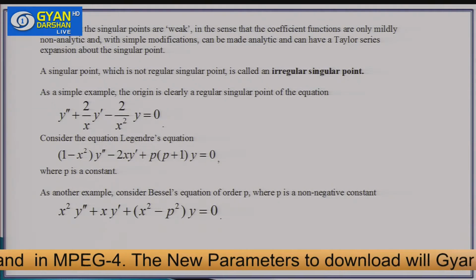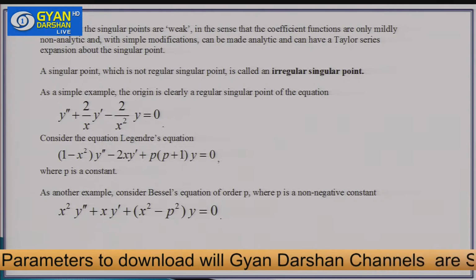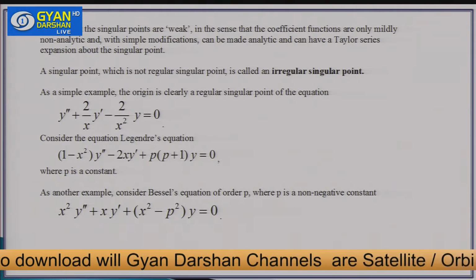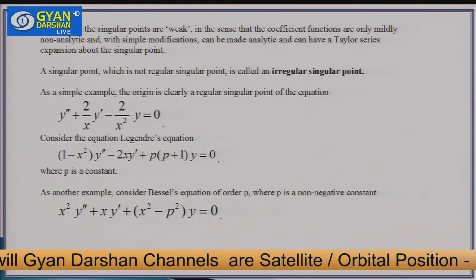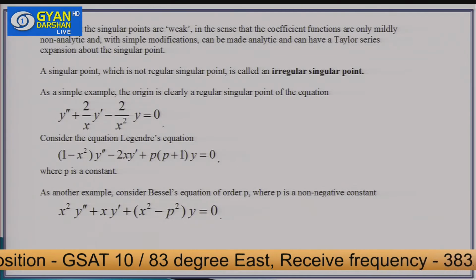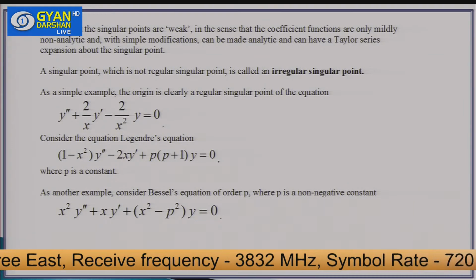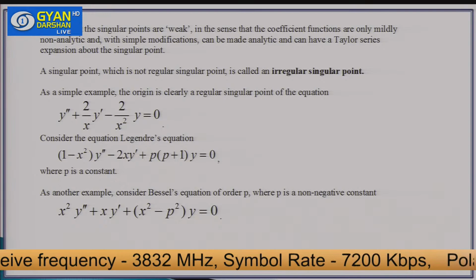Then you will see p(x) and q(x) both are not analytic at the point x equal to plus minus 1. So x equal to plus minus 1 both are singular points here, but we can make it analytic by multiplying. So here also this is a regular singular point for Legendre equations, and similarly you can verify for Bessel equations. It is also a regular singular point at x equal to 0.